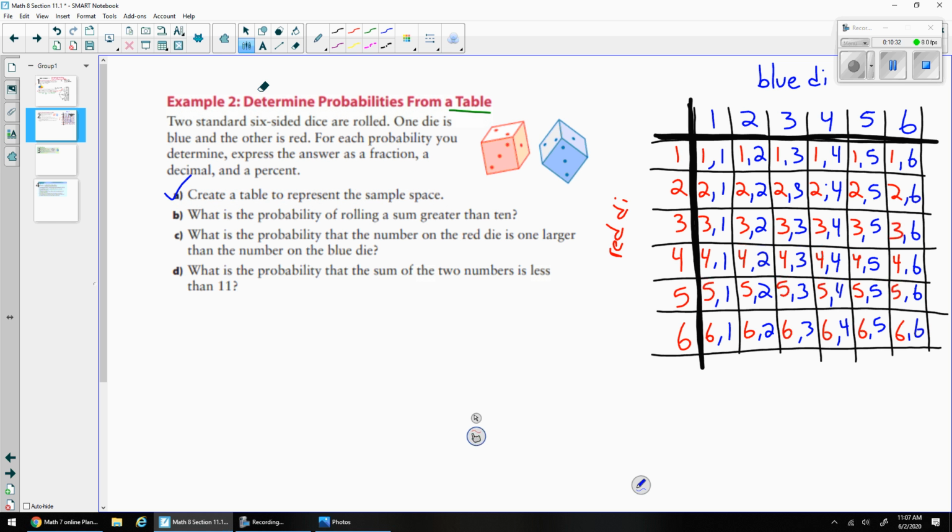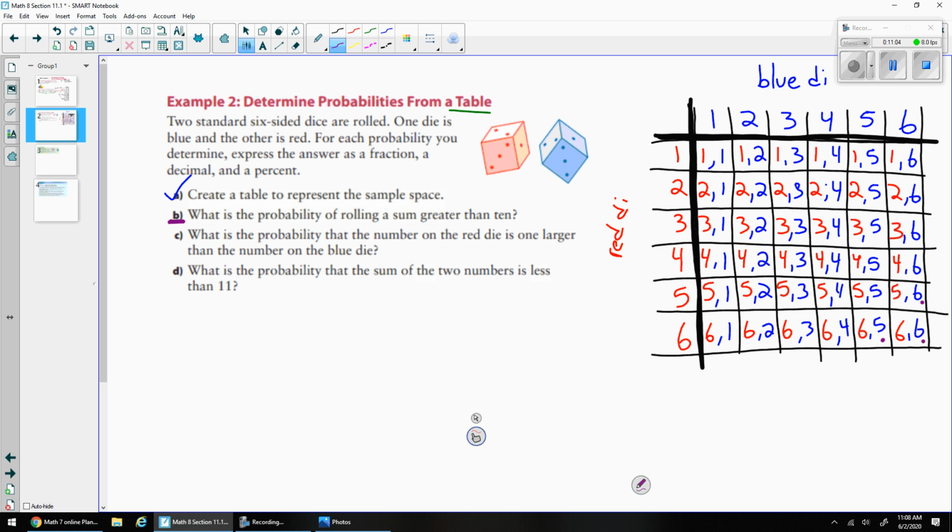So what is the probability of rolling a sum that is greater than 10? I'm going to use purple here. So how many of these outcomes have a sum that is greater than 10? So I'm going to put a little dot beside each of the ones that do. So 6 plus 6, sum means addition. 6 plus 6 is 12. Okay, 5 plus 6 and 6 plus 5 is both 11. Now, this asks for greater than 10, so 10 doesn't count.